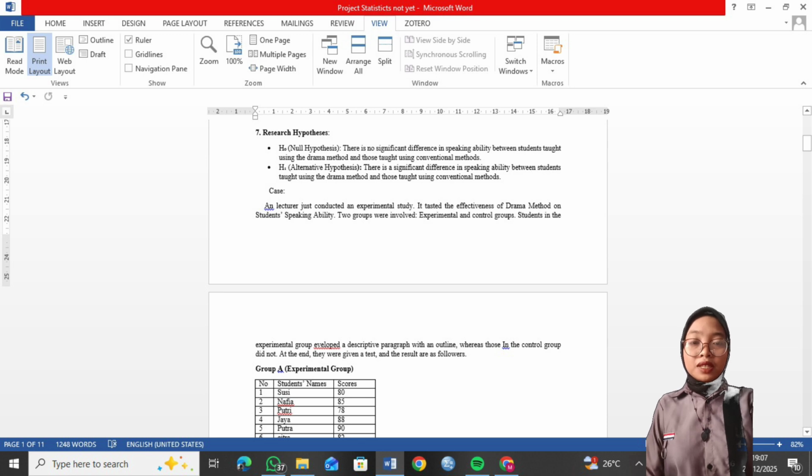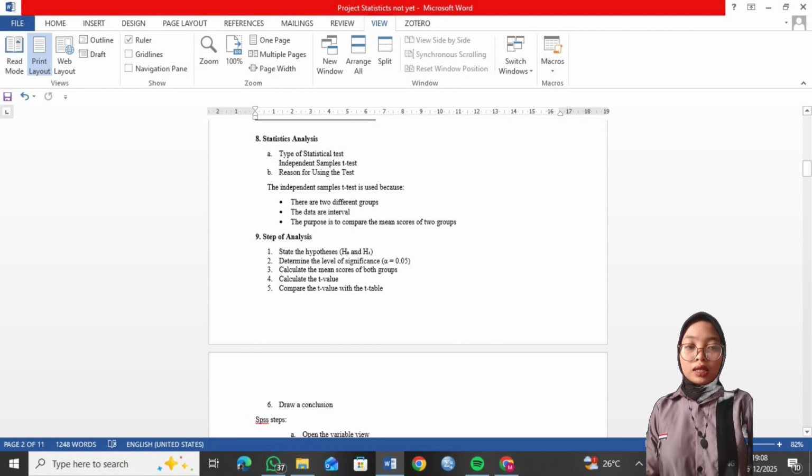And for the hypothesis, we have two hypotheses. The first one is the null hypothesis. The null hypothesis states that there is no significant difference in speaking ability between students taught using the drama method and those taught using the conventional method. And the alternative hypothesis states that there is a significant difference between the two groups.